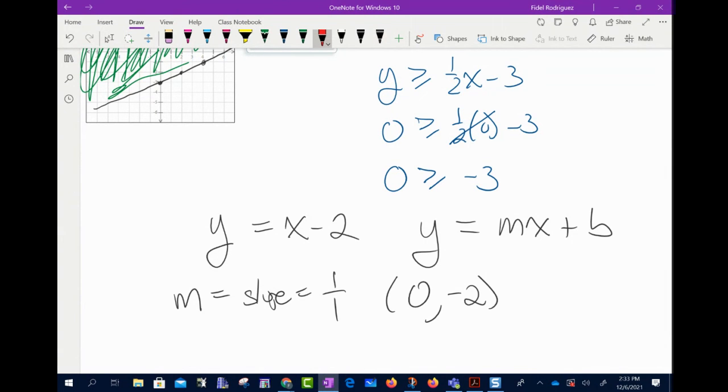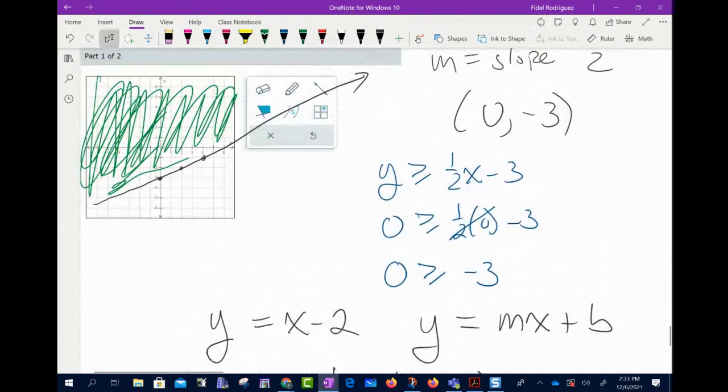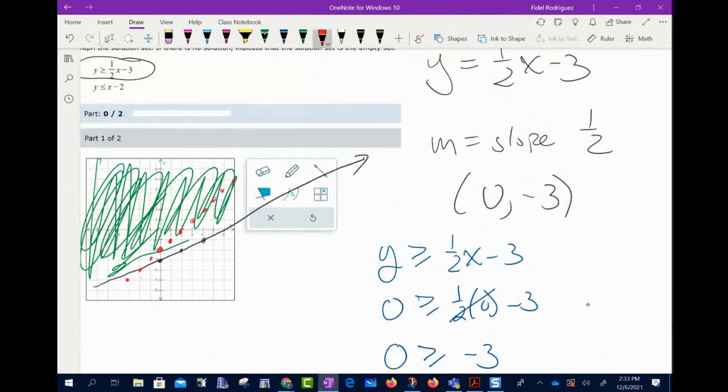0 and -2. Okay, let's do this line in red. So 0 and -2 is going to be right here. Since my slope is 1 over 1, I'm going to go up 1, over 1, up 1, over 1, and keep going. Then down 1 to the left, down 1 to the left, down 1 to the left. Same thing here, y'all. That line is also going to be solid.